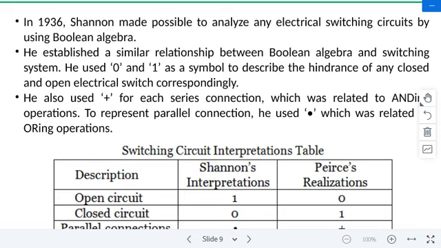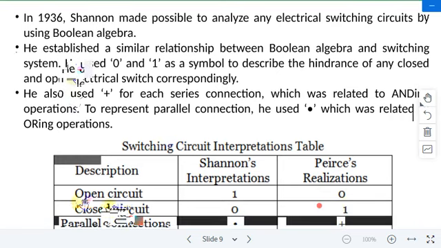So this is taken from Shannon's 1938 paper, A Symbolic Analysis of Relay and Switching Circuits, in Electrical Engineering, volume 57, page numbers 713 to 723. He used this type of symbol. For open circuit he used 1, but we use the open circuit as 0, and this is the Price realization. For the closed circuit, Shannon uses 0, but closed circuit means the circuit is closed. We use 1 now, but Shannon interprets it just oppositely.